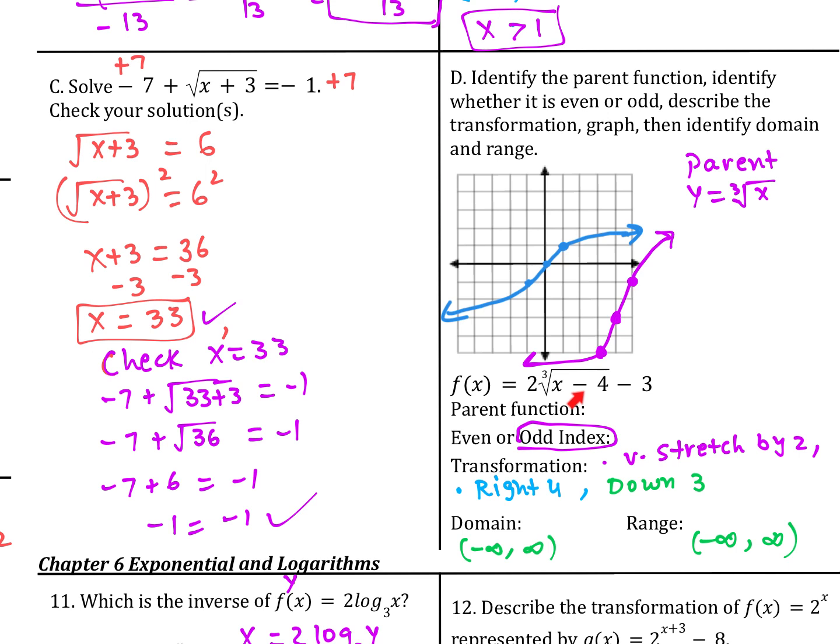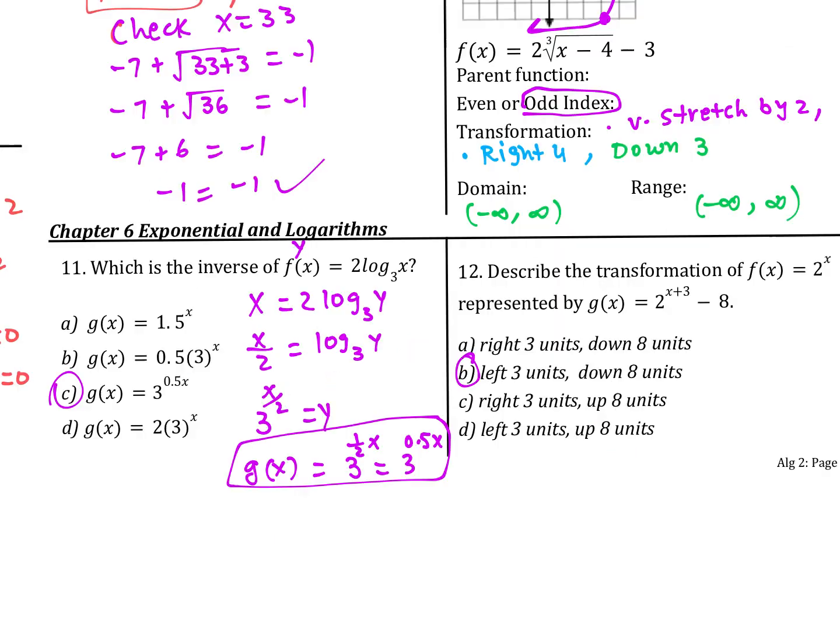-4 means right 4, -3 outside means down 3. 2 outside means it's a vertical stretch by 2. For their domain and range, it is -infinity from left to right. For range, up and down is going up forever and is going down forever. So it's -infinity to infinity as well.